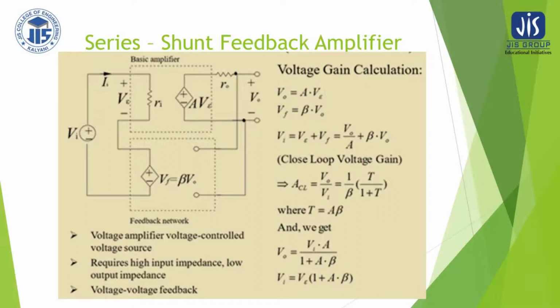Okay, so in the shunt connection, we are getting the voltage. That is why this voltage we have written here. Now for the mathematical derivations, first we have to calculate the overall feedback gain. To calculate the gain, first you apply KVL for this loop.